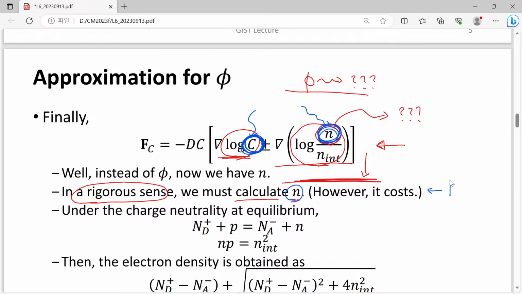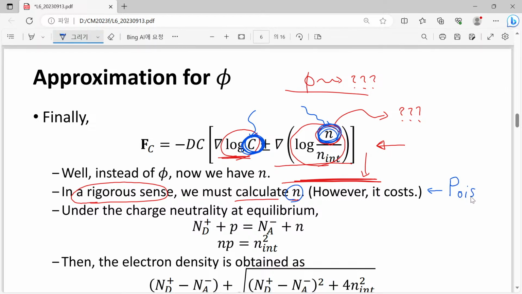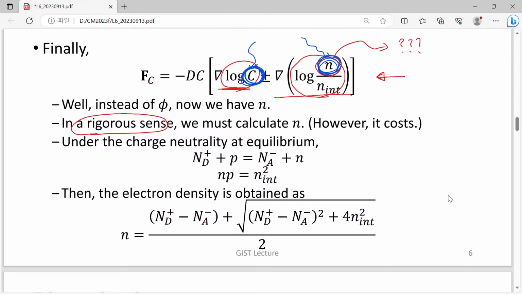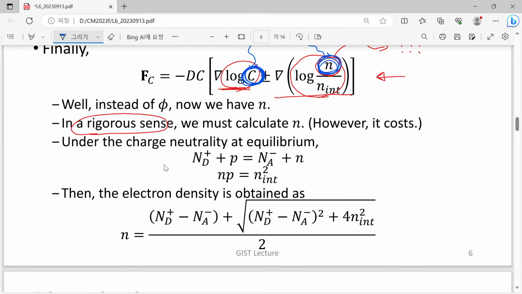So when we try to calculate the n value, we must introduce another equation, and later we will find that this corresponds to the so-called Poisson equation. However, solving the Poisson equation really costs quite a lot. So instead of that, not in general cases but in this lecture, we will use a specific assumption. This is the real assumption. Is it really correct or not?